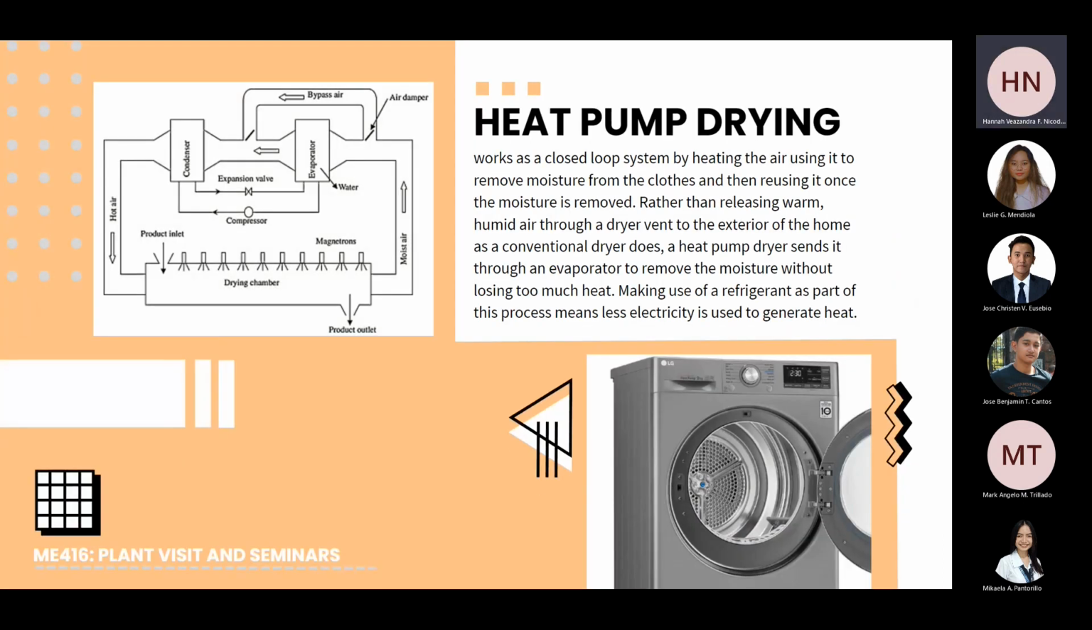Heat pump drying. It works as a closed-loop system by heating the air, using it to remove moisture from the clothes, and then reusing it once the moisture is removed. Rather than releasing warm, humid air through a dryer vent to the exterior of the home as a conventional dryer does, a heat pump dryer sends it through an evaporator to remove the moisture without losing too much heat. Making use of a refrigerant as part of this process means less electricity is used to generate heat.